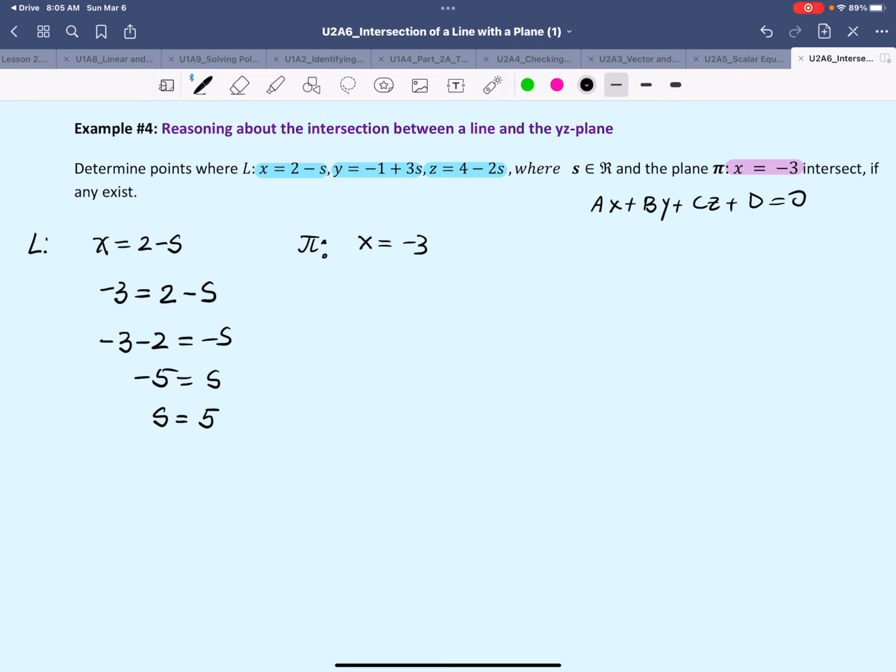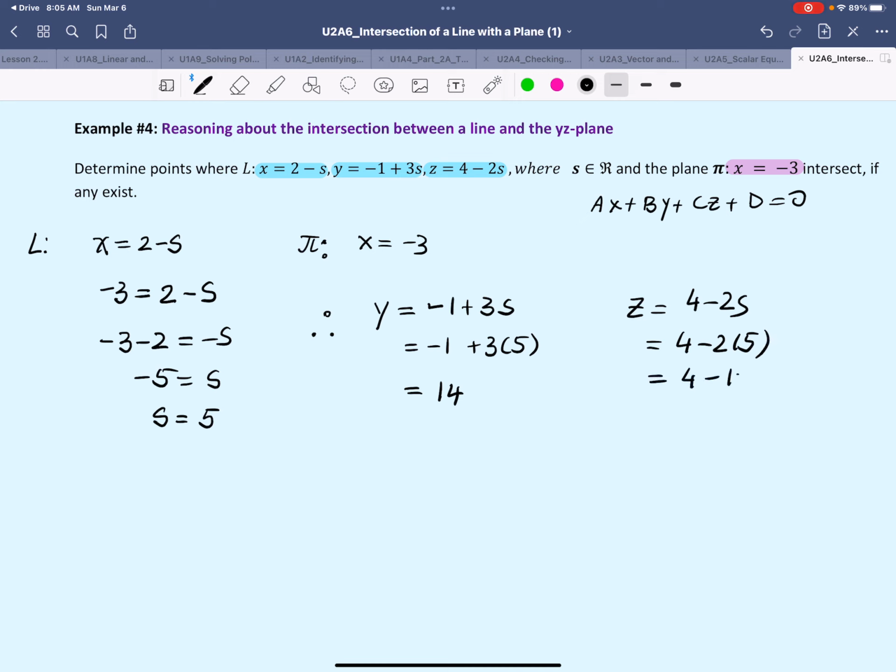5. So therefore, we're going to say that the y-coordinate will be negative 1 plus 3s, or negative 1 plus 3 times 5. That will give 14. The z-coordinate will be 4 minus 2s, or 4 minus 2 times 5, which will make the z-coordinate equal to negative 6. So therefore, we'll say that the point of intersection is at x equals negative 3, y is 14, and z equals negative 6.